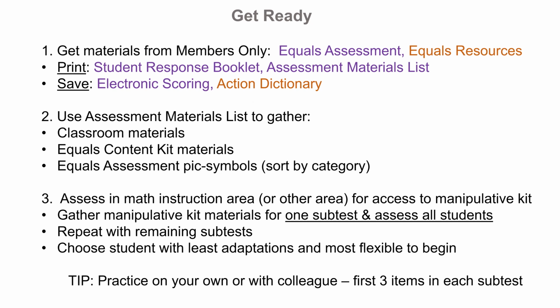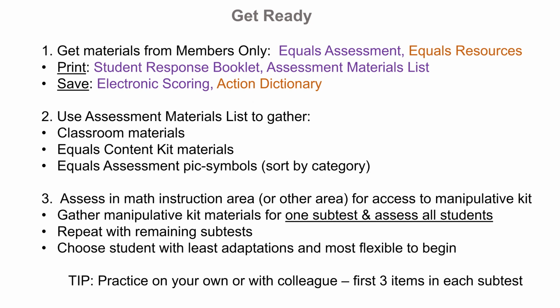So the equals assessment folder has most of the materials that you need. So that would be the student response booklet that includes the protocol, the assessment materials list that we're about to look at here in a little bit. So that's what you want to print, but what you want to save would be electronic scoring, because that's an Excel spreadsheet. And it's set up for you to score. So that's ready to go. And then there's the Action Dictionary, which is a PDF file. And you can print that if you want, but there are embedded videos, not on every page, but there are embedded videos. And those are in the PDF itself. So if it doesn't matter to you whether there's videos or not, you can just print it and do whatever you like with it.